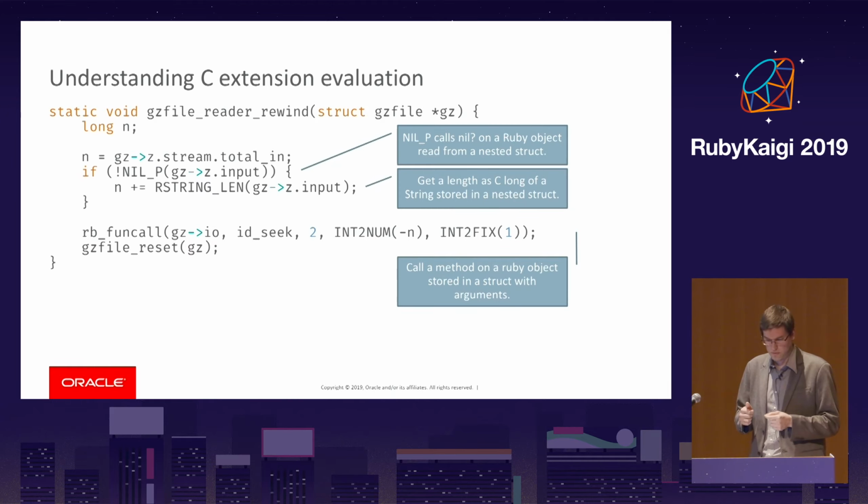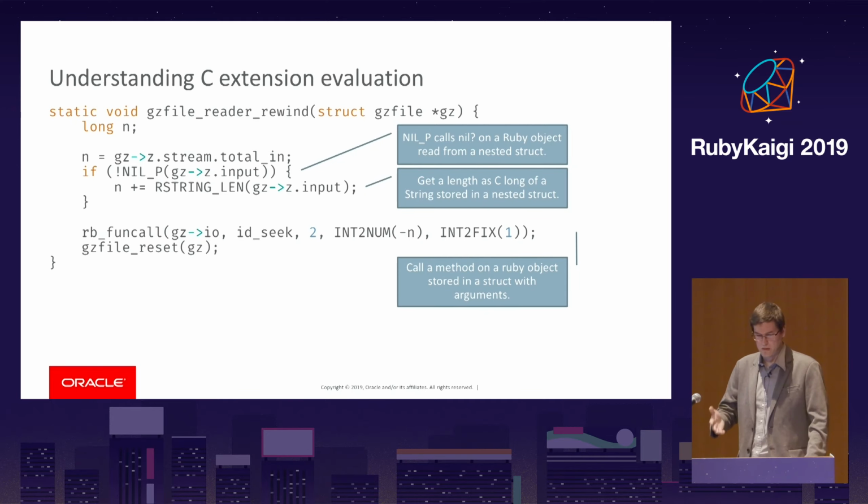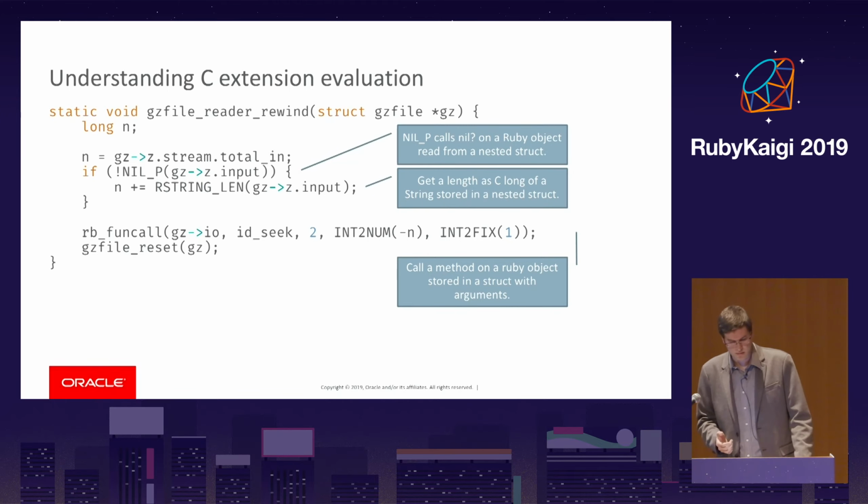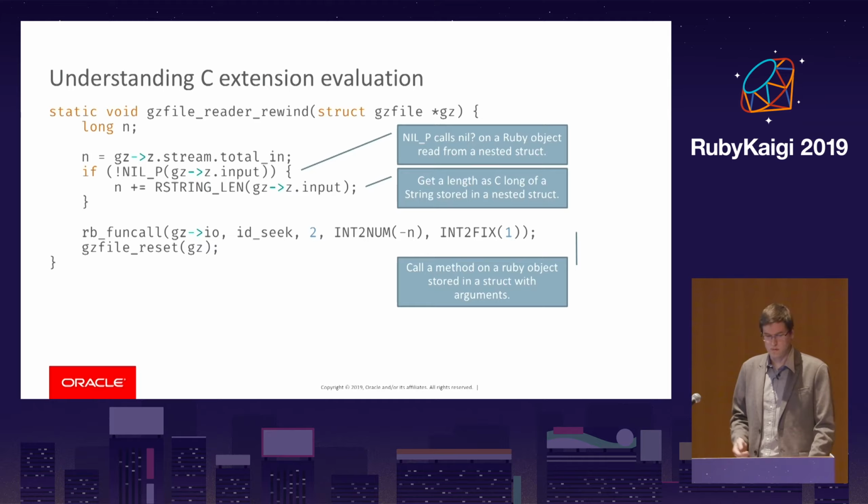zstream, which is an inner struct in gzfile. On the next line, we have the RSTRING_LEN macro, which again needs to extract a Ruby object from the inner struct zstream. Then it calls the regular Ruby method length on it, and then the result has to be converted to a C long so it could be returned here. At the bottom, there is a call. Again, we need to read the receiver from the gzfile struct, and then we pass it some arguments.